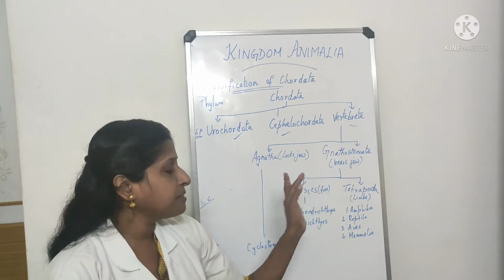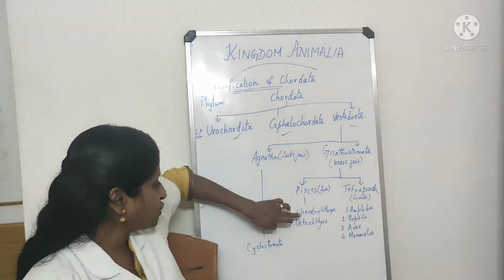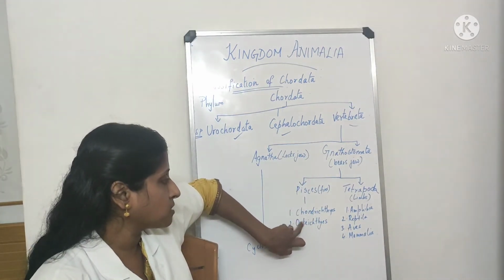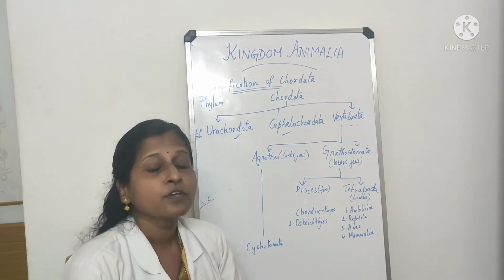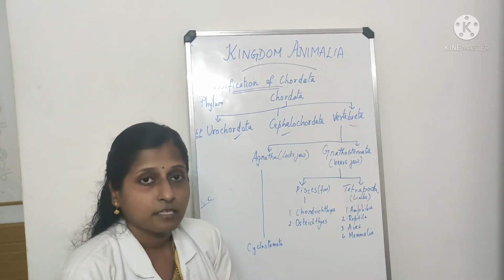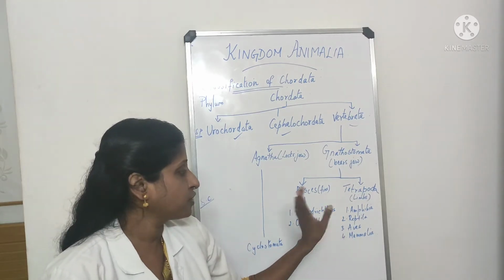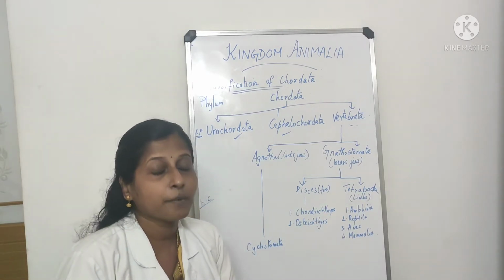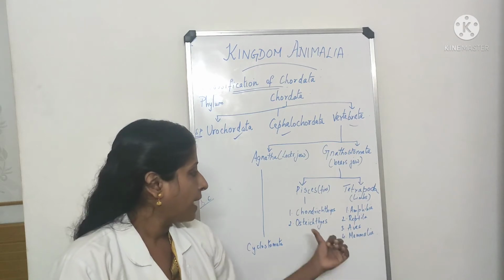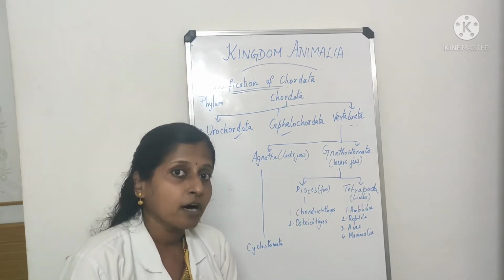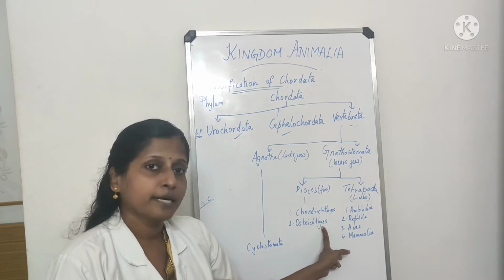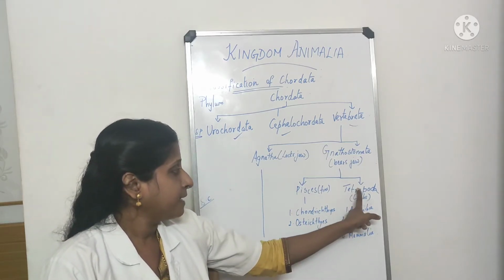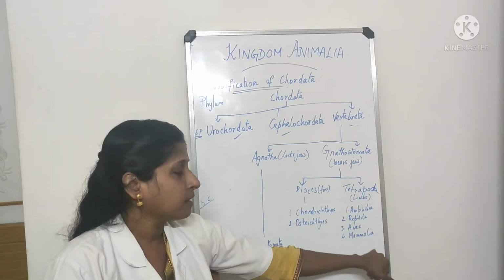This Pisces again can be categorized into two classes. What are the two classes? One is Chondrichthyes and another one is Osteichthyes. What is the difference? The Chondrichthyes fishes are made up of cartilage, and the Osteichthyes are made up of bones. Right?